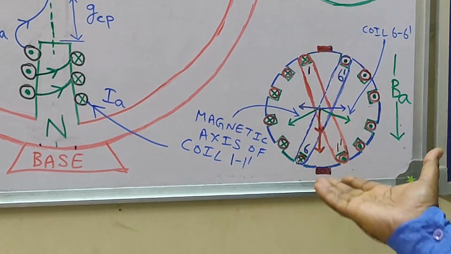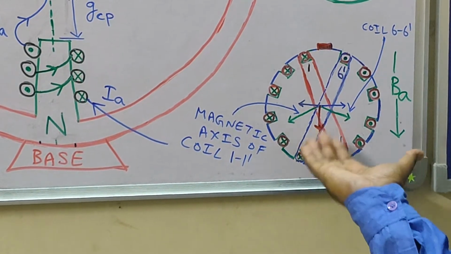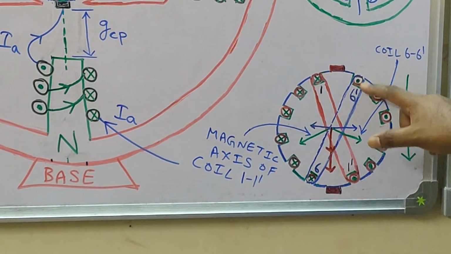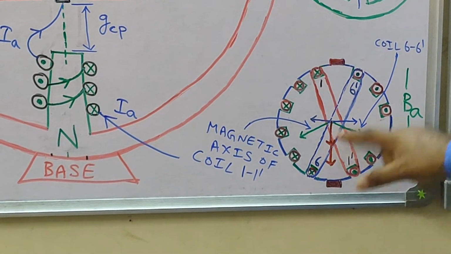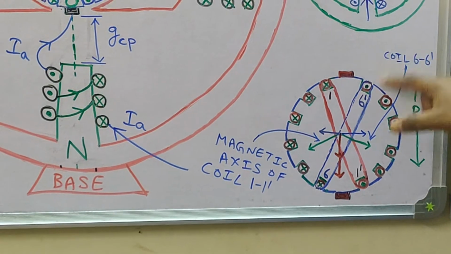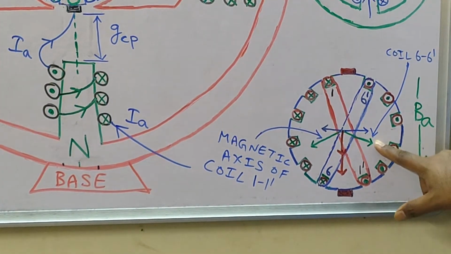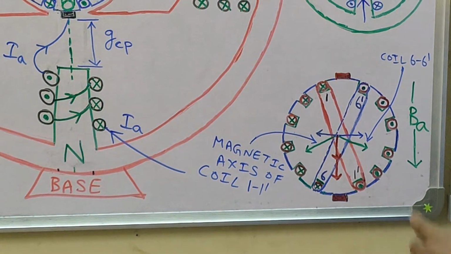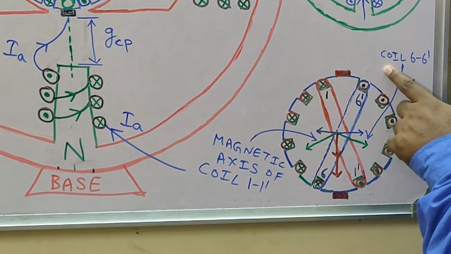So the thumb will let you know, if you apply this right hand rule, you will know that the magnetic axis of coil 6 6 dash is perpendicular to the plane containing coil 6 6 dash. So this is indicated here. This is the magnetic axis of coil 6 6 dash. So we have indicated the magnetic axis of coil 6 6 dash.